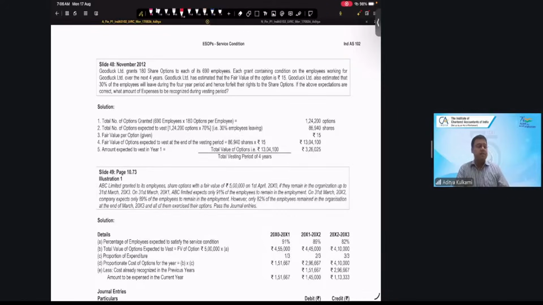Then there comes something known as vesting period. Vesting period is basically entitlement. Vesting is basically an entitlement. That means I actually become entitled to the options as an employee.